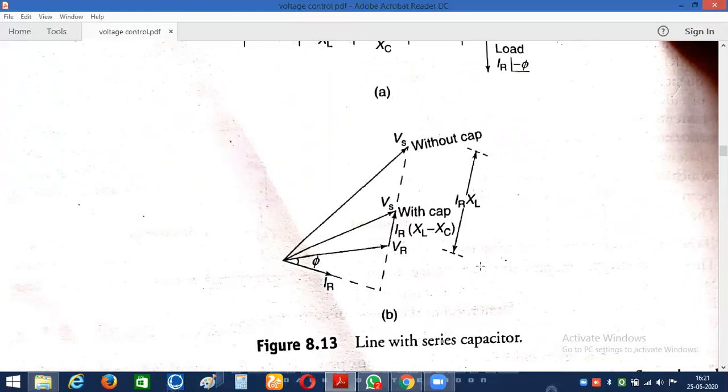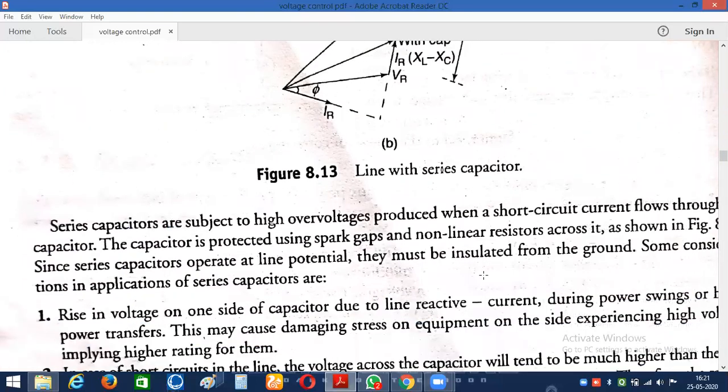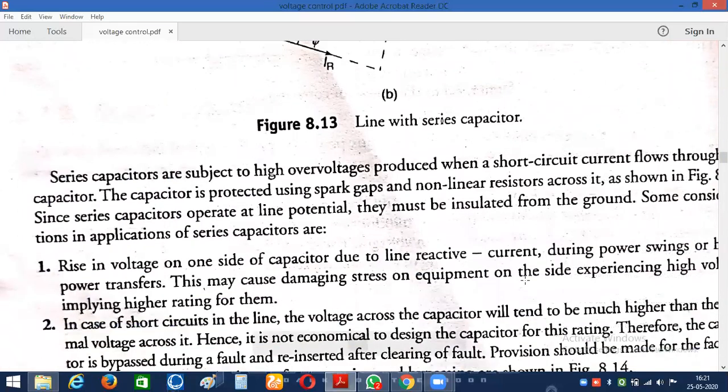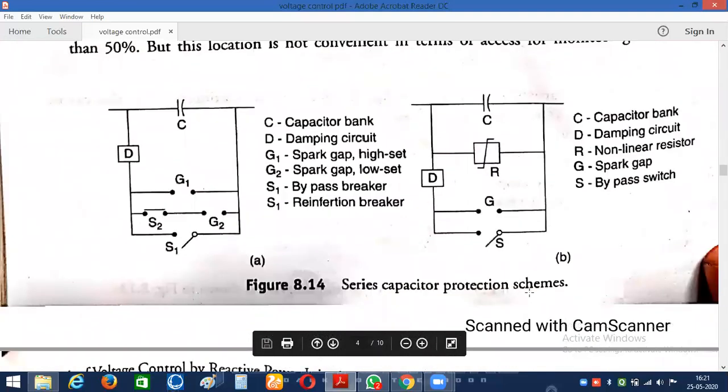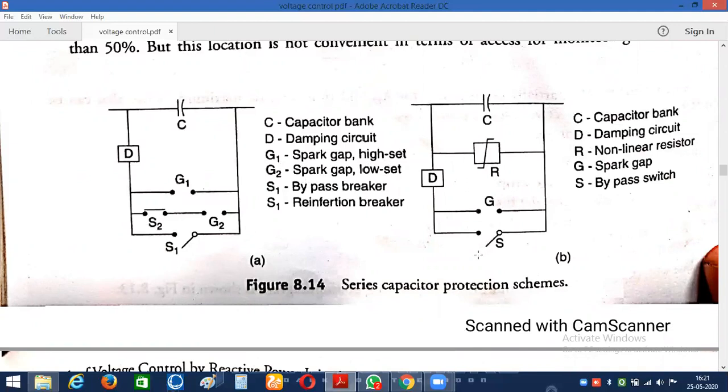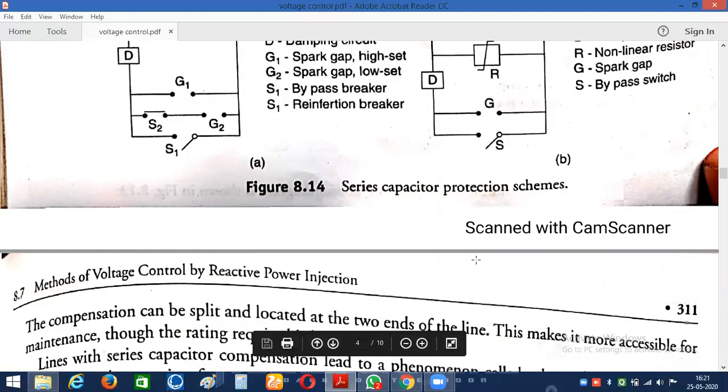So this is how, by making use of series capacitance, we can control the power handling capacity. Okay, so this is a simple series capacitor protection scheme. That is how series capacitors are located in a practical power system network, or under various protection schemes that can be denoted.